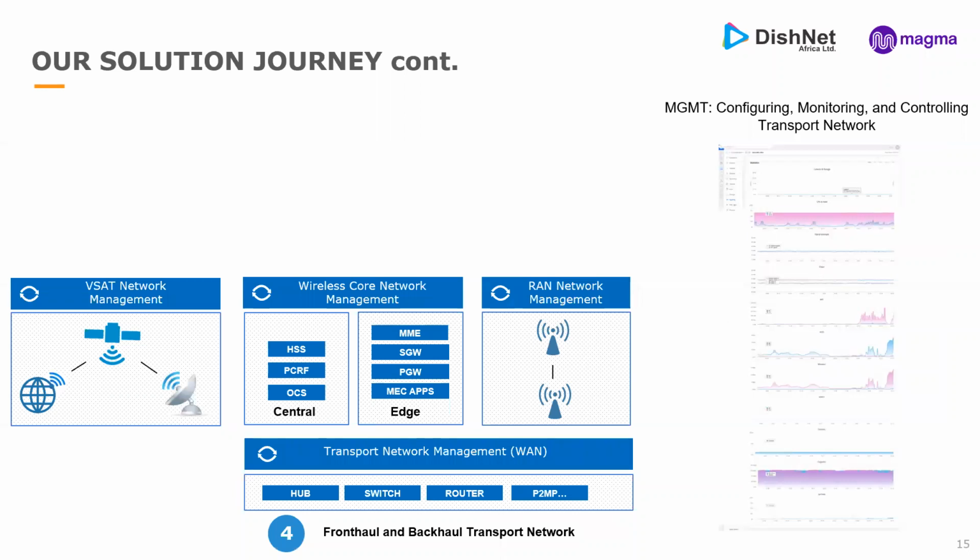Then we use different transport equipment. In some locations we use point-to-point devices, in some we use point-to-multipoint, and if a site has only one eNodeB, we use an Ethernet cable to connect the eNodeB. And the beauty of Magma is that we are testing with different vendor equipment to keep it cost effective.